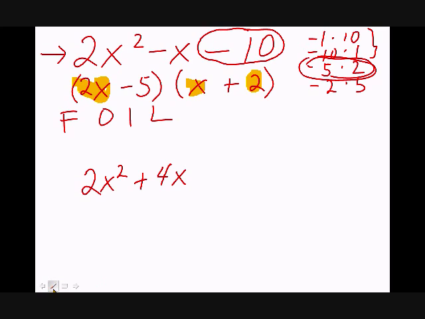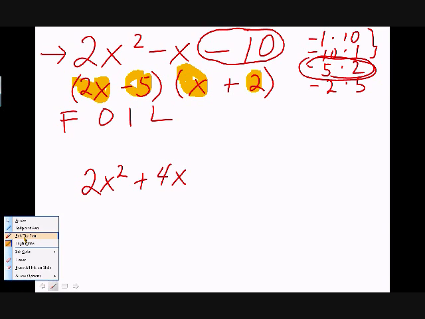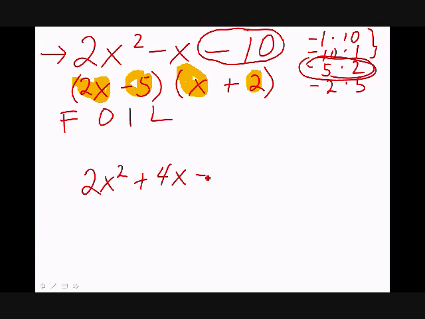So now the I in FOIL. The I in FOIL stands for inside. So I'm going to look for the two numbers that are inside, and the two inside numbers are this negative 5 and this positive 1x, or positive x. So negative 5 times x gives me negative 5x. And now the L in FOIL. The L in FOIL is for the last numbers. The last number is negative 5, and the last number is positive 2. So negative 5 times positive 2 gives me a negative 10. And we knew that from over here.